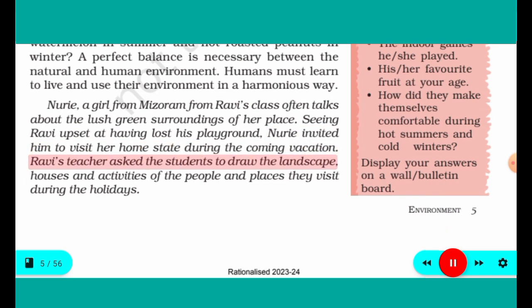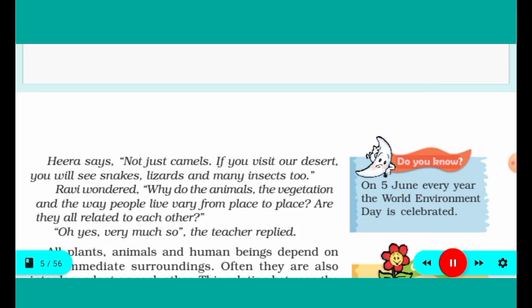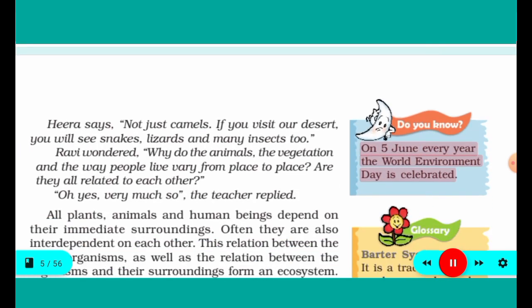Ravi's teacher asked the students to draw the landscape, houses and activities of the people and places they visit during the holidays. Do you know? On the 5th of June every year, World Environment Day is celebrated.